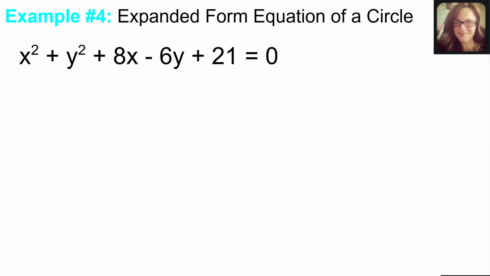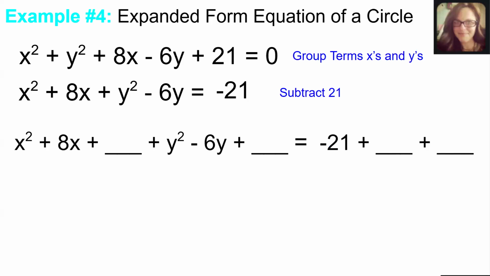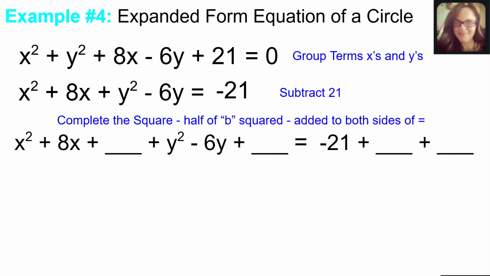Example number 4. Let's take a look at the expanded form equation of a circle. x squared plus y squared plus 8x minus 6y plus 21 is equal to 0. First, let's group all the terms with x and all the terms with y together, and then we'll subtract 21 and bring it to the other side of the equal sign. Now we'll set up our completing the square format, and we're going to complete the square. We'll take half of b, square it, and add it to both sides of the equal sign. So we'll start with 8.